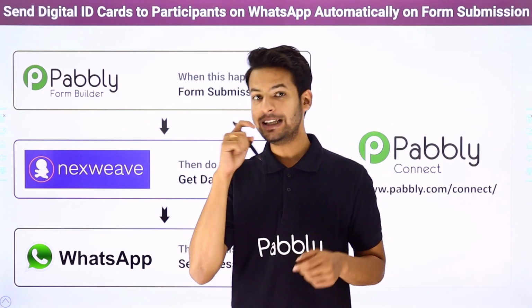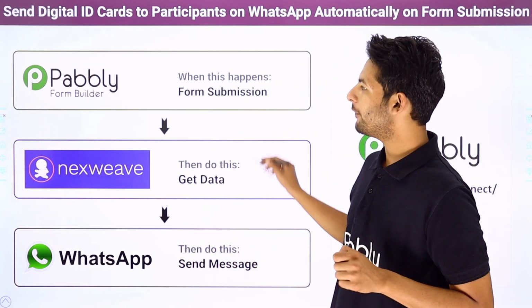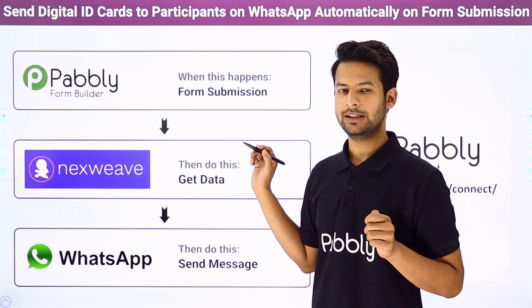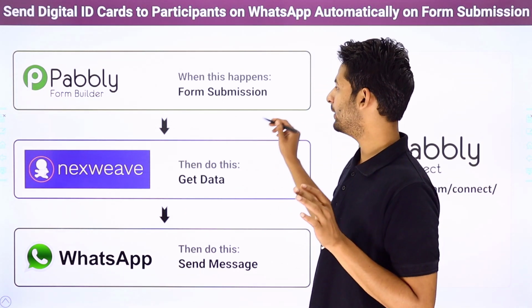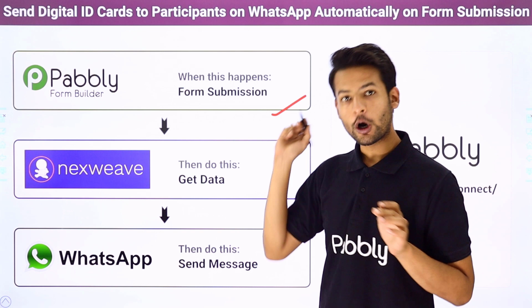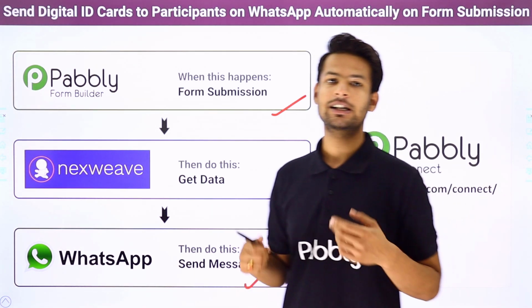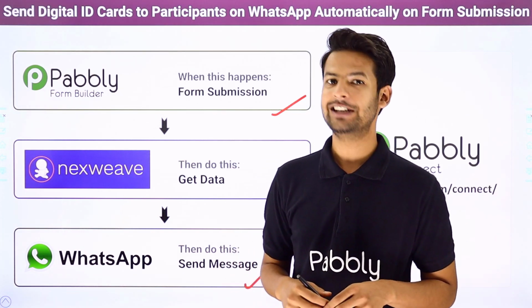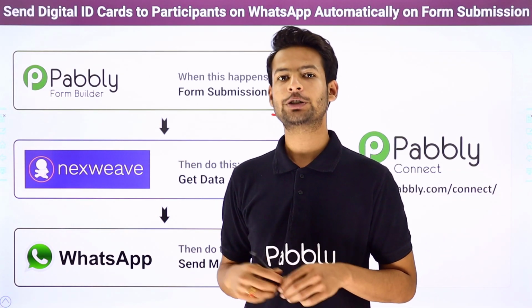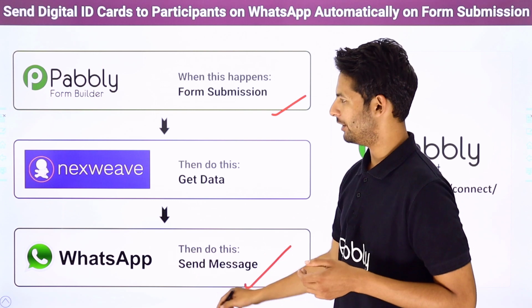How? You have created a form for your participants. Now, as soon as the participants fill up the form, automatically a WhatsApp message will be sent to them with the link of the digital ID card. Isn't it amazing? So for this I have used three applications here.